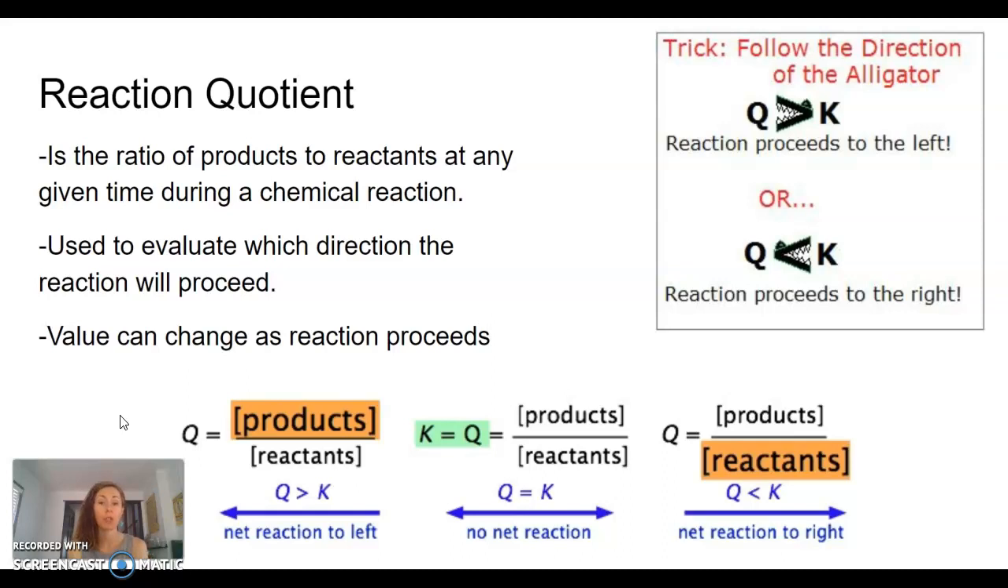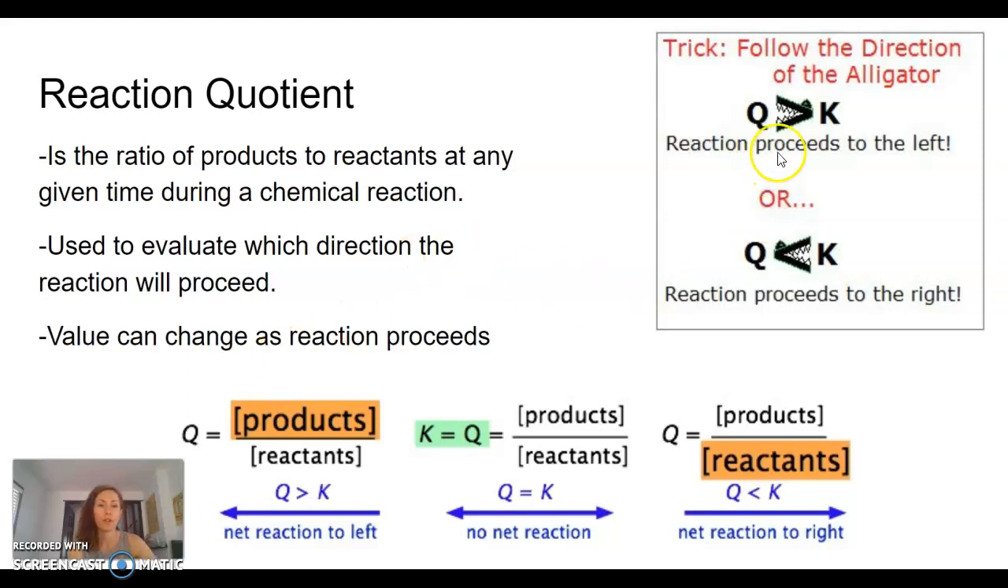Sometimes in the middle of a chemical equation, we don't know where we are, and so we need to calculate to see if we are right at equilibrium or if we're going to shift towards reactants or products. And so it's evaluated to see which direction the reaction is going to go, and the value changes as the reaction proceeds. At the beginning of the reaction, your Q value is going to be less than K because you're going to have more reactants than product. When the reaction is complete or past complete, you're going to have more products than reactants, and then your Q would be bigger than your K.